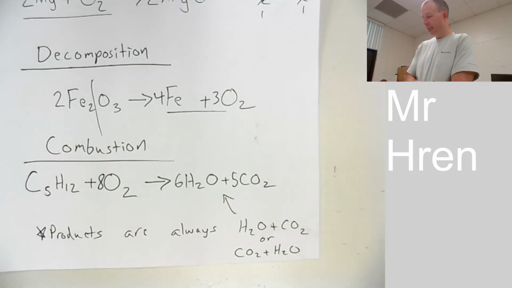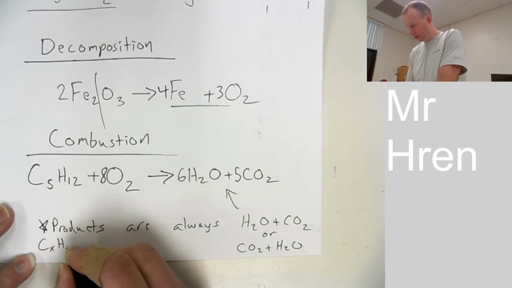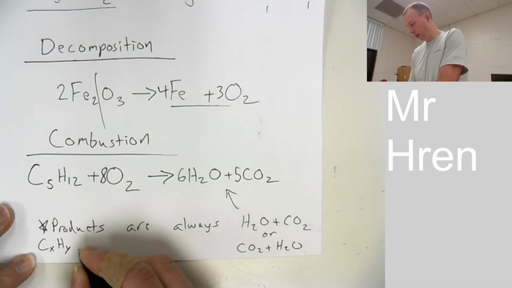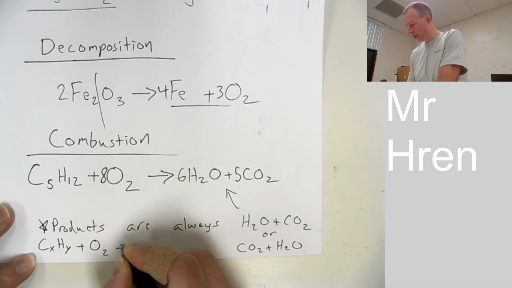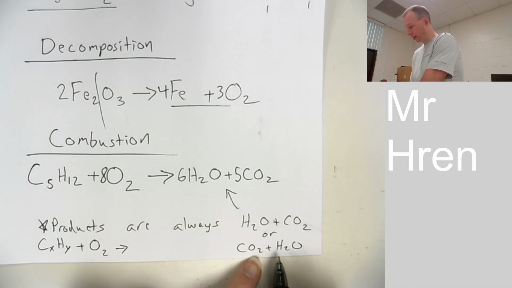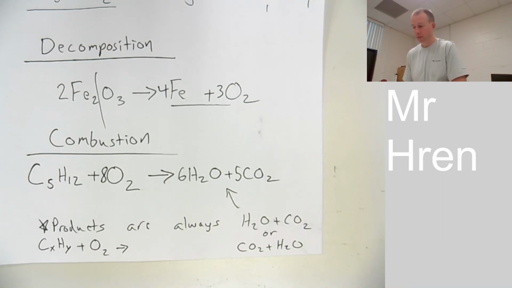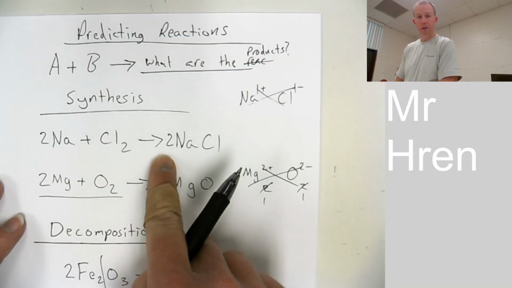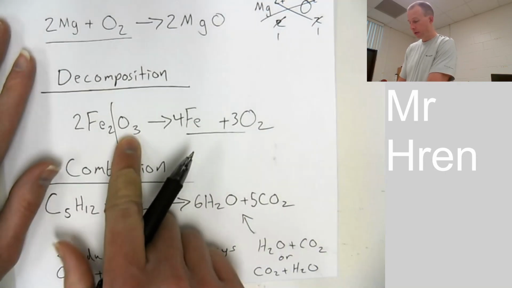But again, this is an example of a combustion reaction. So you'll have basically C some number, H some number, though they're not really random, these can be any numbers, plus O2. If you see something like that, you're always writing one of these things as the products. Always. So that's how you predict synthesis, sometimes called combination reactions, decomposition, and combustion.